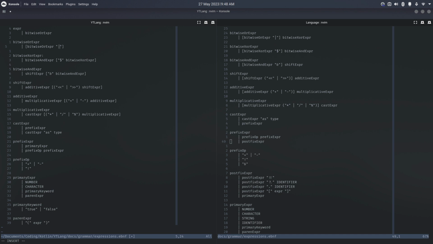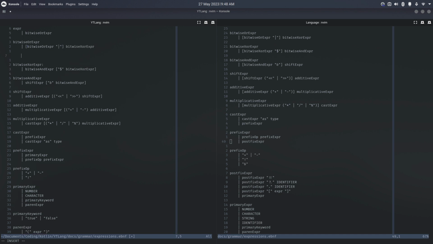And then we have our OR, and then after we have a bitwise XOR expression. So what this grammar is saying is either we can recursively refer to these OR expressions. So if we have something like this, we can do that many, many times. Or we could simply resolve to a single XOR expression, which, as I've mentioned before, could be just a number.